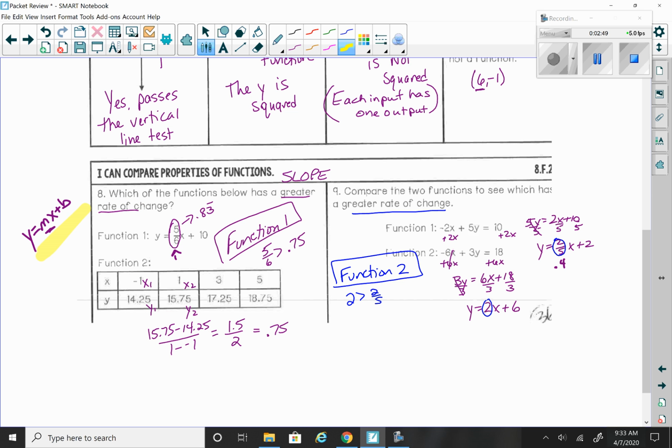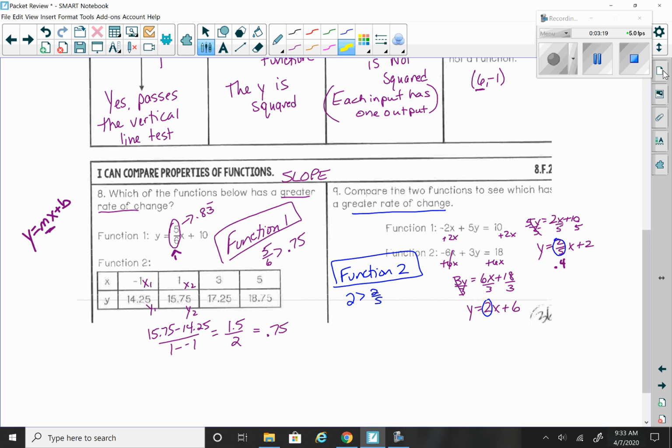Again, when your equation is in slope-intercept form, the number in front of the x is your slope or rate of change. When they give you a table of values, you use the slope formula to calculate your rate of change or slope. Number 9, I actually did with you in the previous video. We put the equations into slope-intercept form, and when we compare those slopes, we can tell that function 2 has a bigger rate of change because 2 is bigger than 2/5, or 2 is bigger than 0.4.